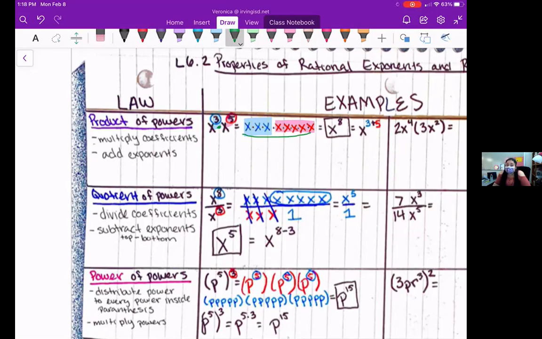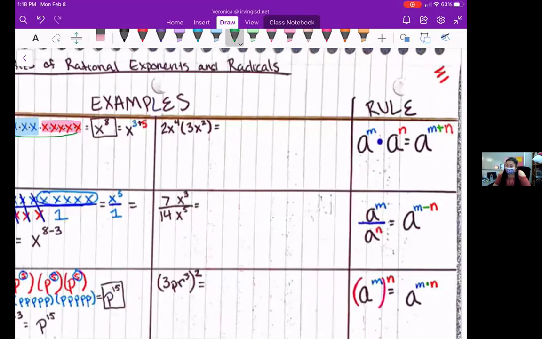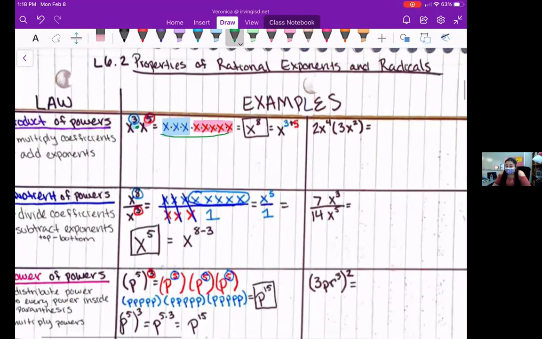So instead of using expansion where you're physically drawing them out every time, all you have to do is use the law of power or the product power, right? Which says that all you have to do is add your exponents, m plus n, which is 3 plus 5, which is 8.